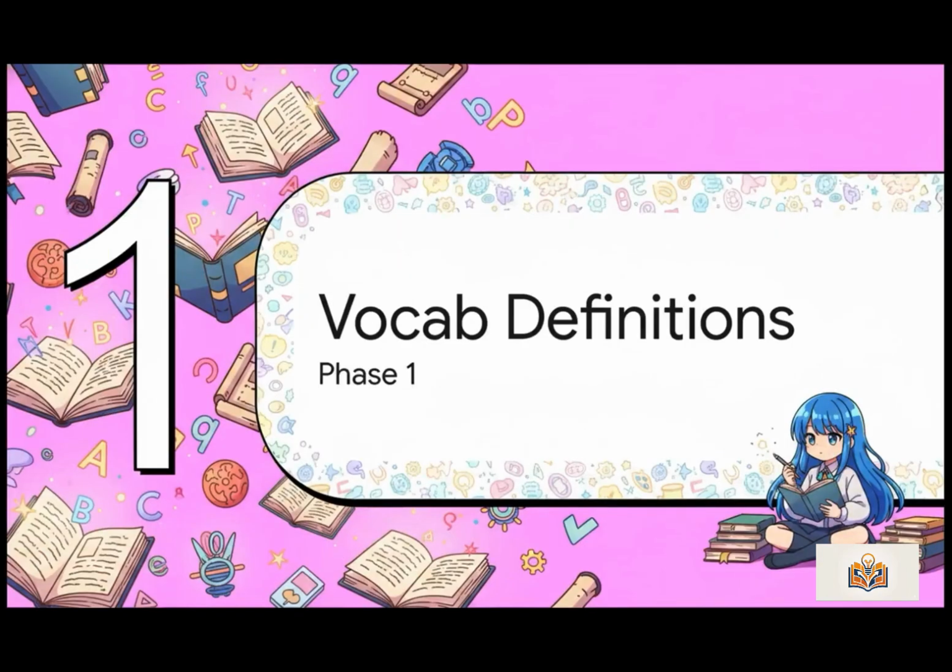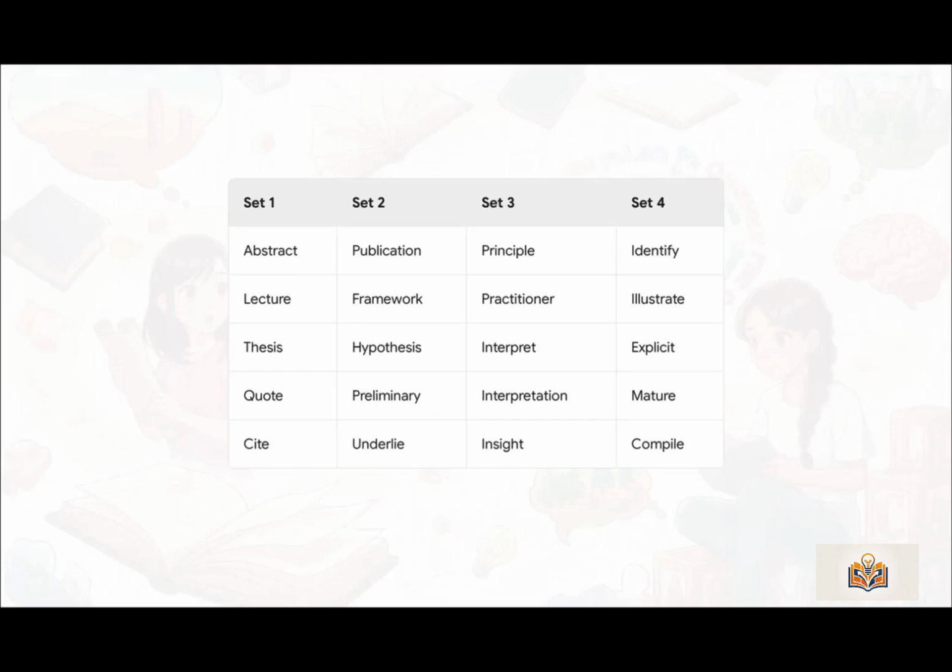Phase 1, Vocabulary Primer. All right, take a look at the screen. Here's the full list of the 20 target words we're mastering today. Abstract, lecture, thesis, quote, cite, publication, framework, hypothesis, preliminary, underlie, principle, practitioner, interpret, interpretation, insight, identify, illustrate, explicit, mature, and compile. Just take a brief moment to visually anchor these before we break them down.